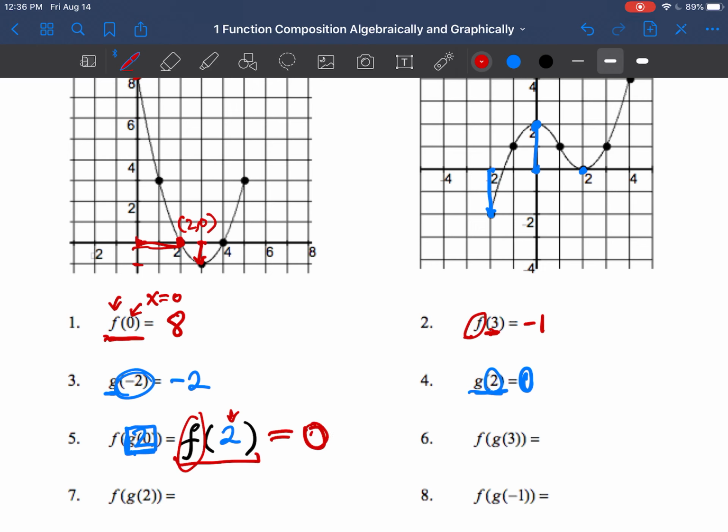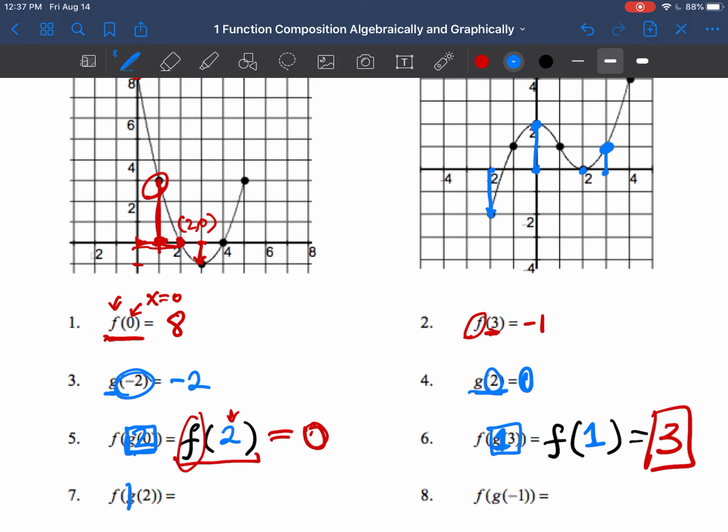Okay, for f of g of 3, same idea. We have to figure out what g of 3 is first. So we go to our function g and look at where x is 3, and we see the output is 1. So I can replace the entire g of 3 symbol with a 1. And so this problem amounts to figuring out what f of 1 is. And so going to our graph for f, when x is 1, we see the output is 3. And so 3 would be our answer for that problem.